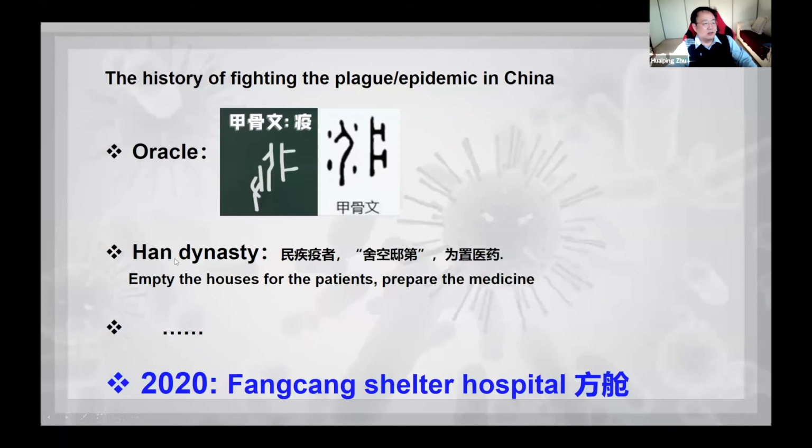Also in Han Dynasty, the records show that if some kind of plague or infectious disease started, what they did was they emptied, you see here, shikongdidi in Chinese, meaning emptied the houses for patients and prepared the medicine. This is in fact what, till now, in 2020, Fangcang Shelter Hospitals were put in use to fight the epidemic.